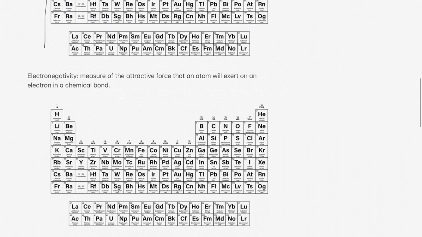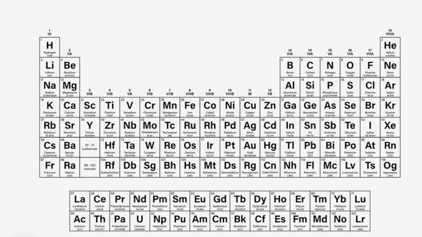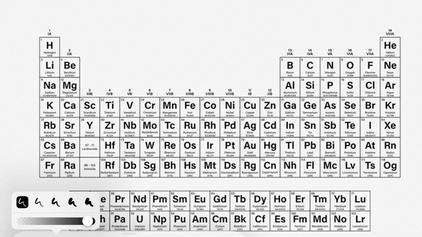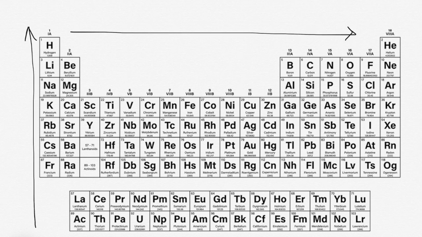The last periodic trend which we will be talking about today is electronegativity. Electronegativity is a measure of the attractive force that an atom will exert on an electron in a chemical bond. This also increases from left to right and decreases from top to bottom, similar to the two trends discussed previously.